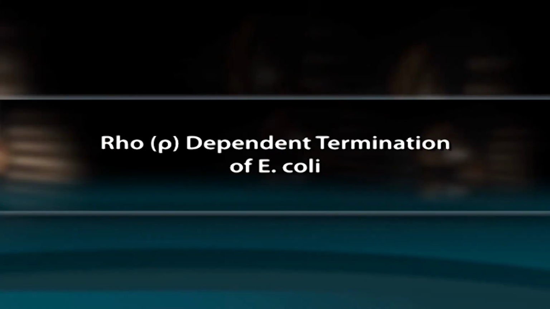Rho dependent termination of E. coli. The mechanism by which Rho dependent termination of transcription occurs is still uncertain. Rho dependent sequences are 50 to 90 base pairs long, rich in cytosine residues and largely devoid of guanines. In Rho dependent termination, the Rho protein binds to the growing RNA chain and moves from 5' to 3' along the RNA, seeming to pursue the RNA polymerase enzyme catalyzing the synthesis of the RNA chain.